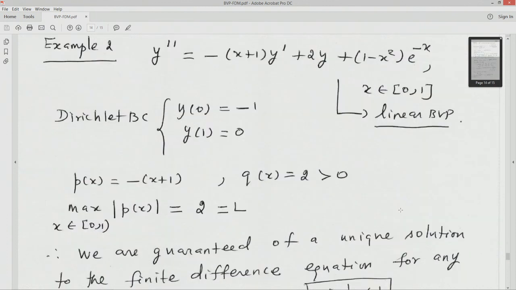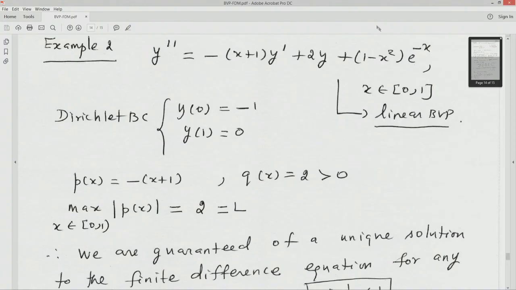So, it is another example, which is again a boundary value problem governed by second order differential equations. Let us again solve this problem subject to Dirichlet boundary conditions. So, the differential equation is given here and the interval of interest is 0 to 1, and it is a linear boundary value problem, and the conditions are y of 0 is minus 1 and y of 1 is 0. So, the unknown function is specified at the end points of the interval. So, they correspond to Dirichlet type of boundary conditions.